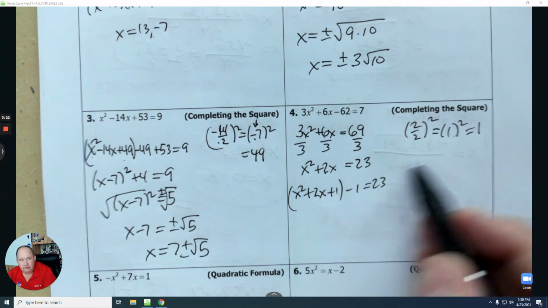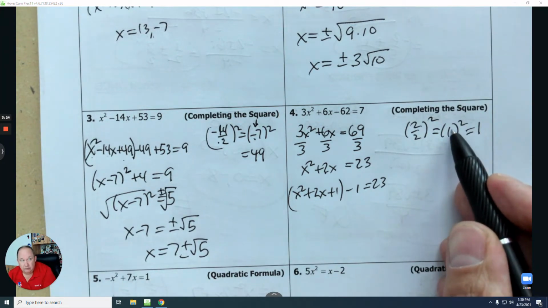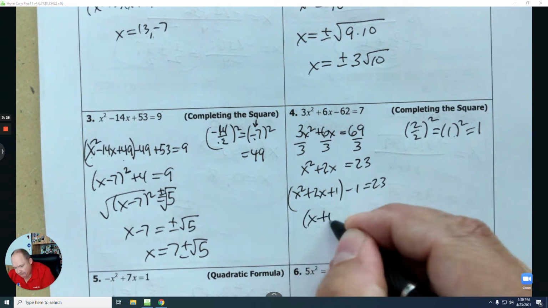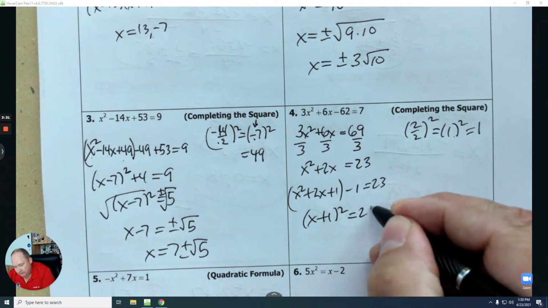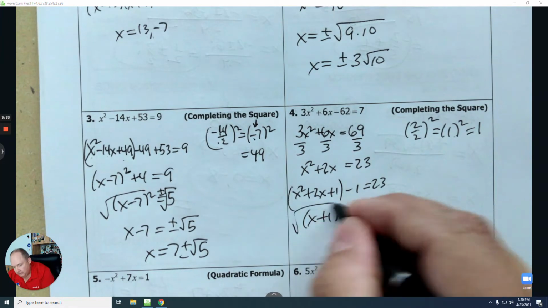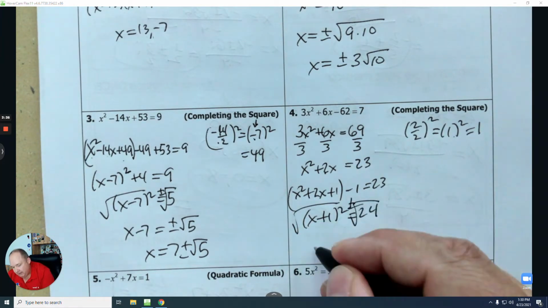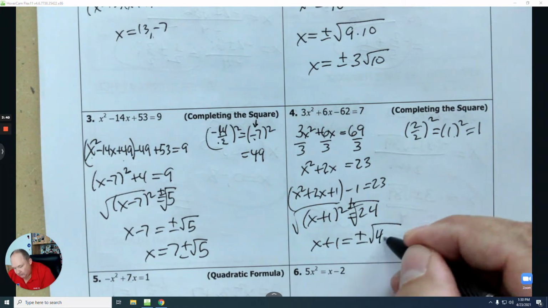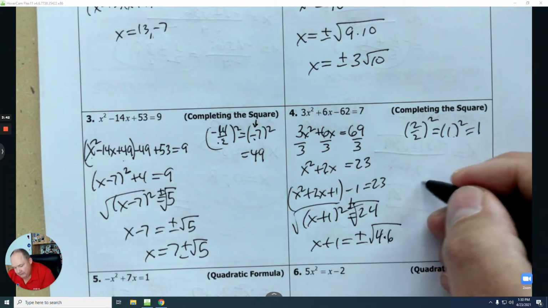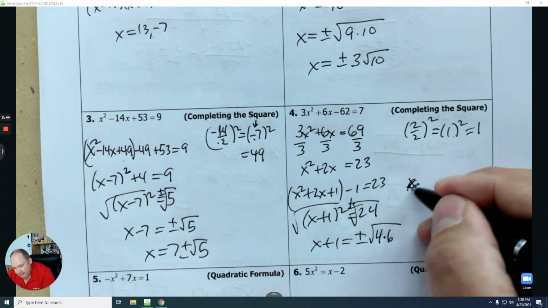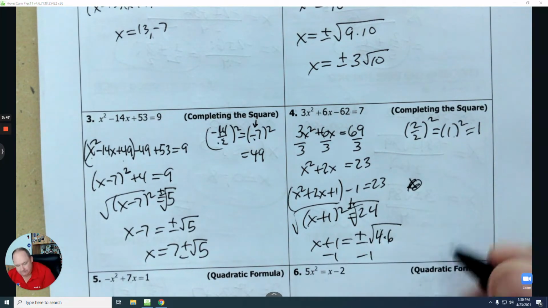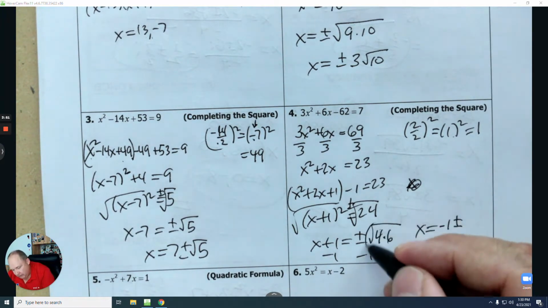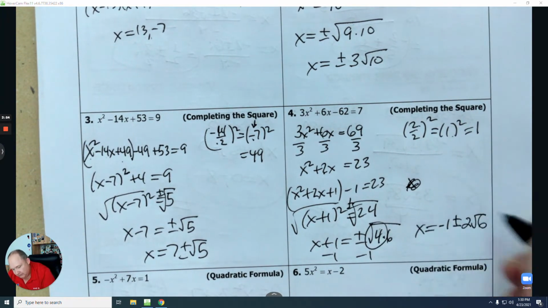To factor this, use the number inside the parentheses, which is 1. So 1 times 1 is 1 and adds up to 2. Add 1 to the other side. Square root. Recognize the answer is both positive and negative. To simplify 24, use 4 times 6. And then the last step is to subtract 1. So that's negative 1 plus or minus. Now the square root of 4 is 2 root 6. Done.